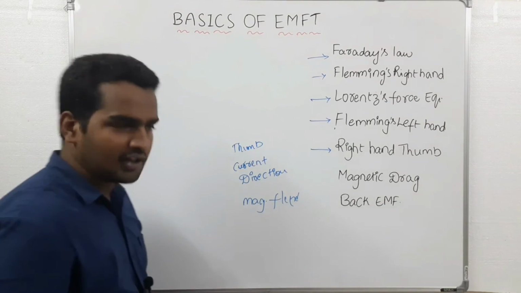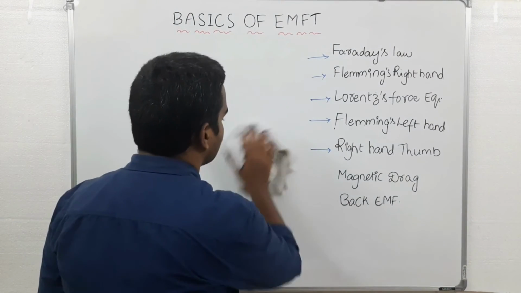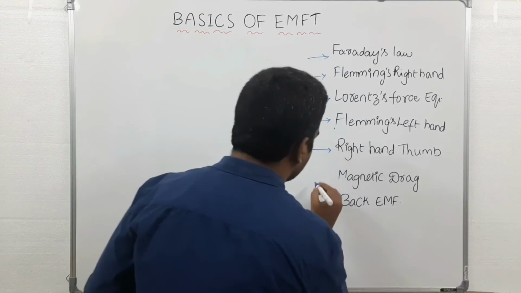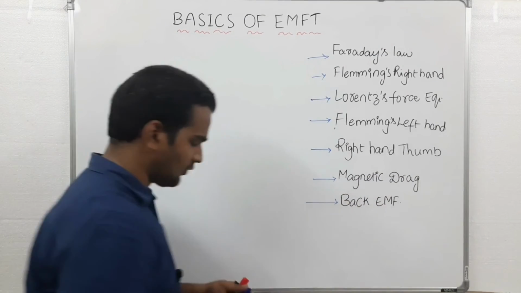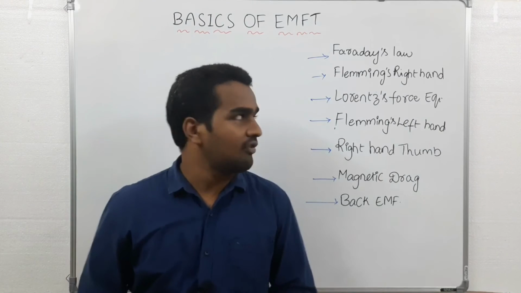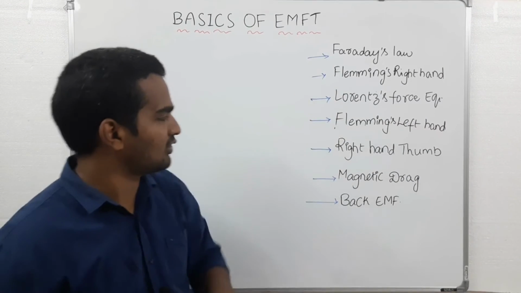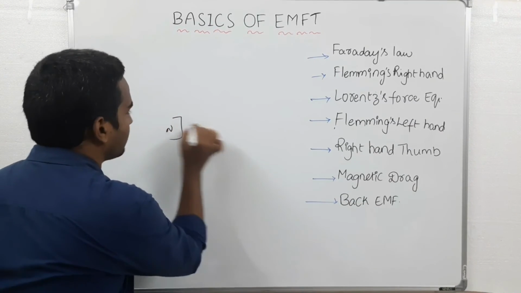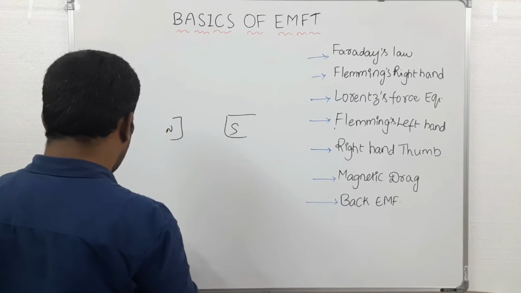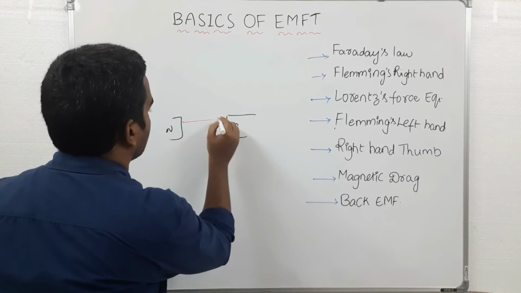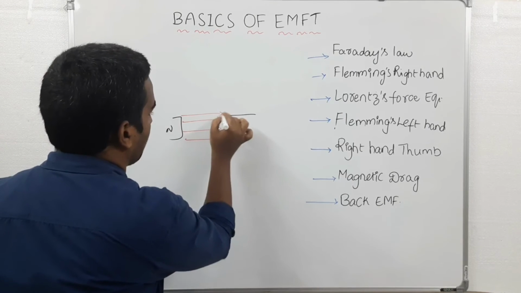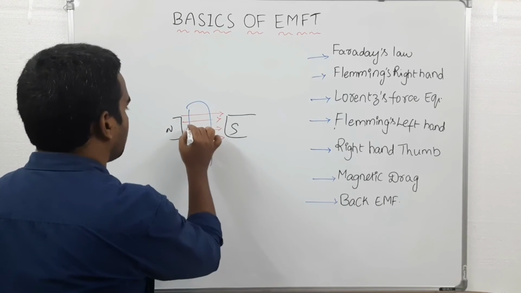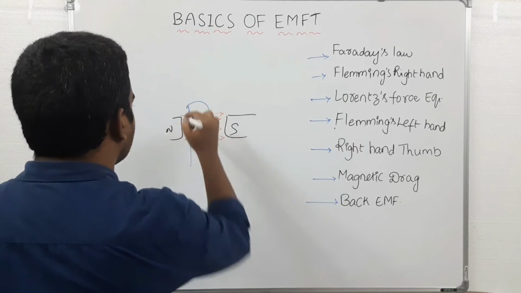Now let us understand some interesting things, which are magnetic drag and back EMF. So now what we have seen is Faraday's law, Lorentz force equation. So if we consider a simple DC generator, this is direction of induced EMF.